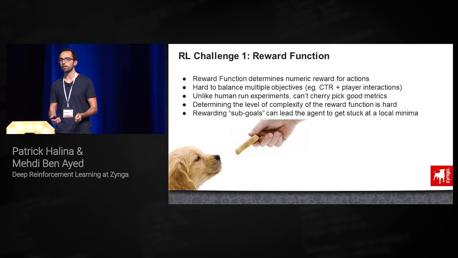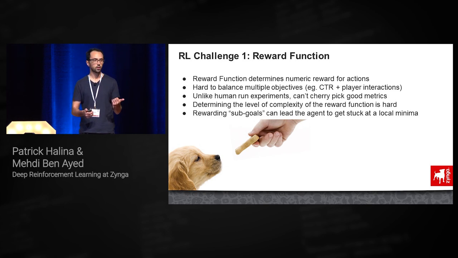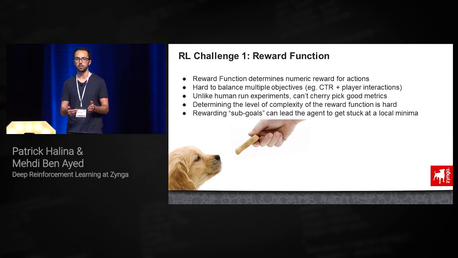So when we are engineering this function, the first thing we do is we need to list all the objectives that we are trying to achieve. And sometimes it's multiple objectives. So in the use case of the push notification application, we wanted to increase the click-through rate and the precision of the send time. And by precision, it means how long it's taking the players to press on the notification.